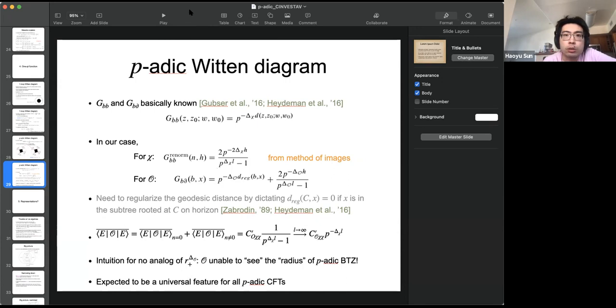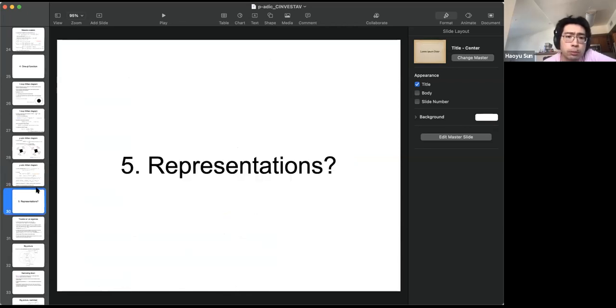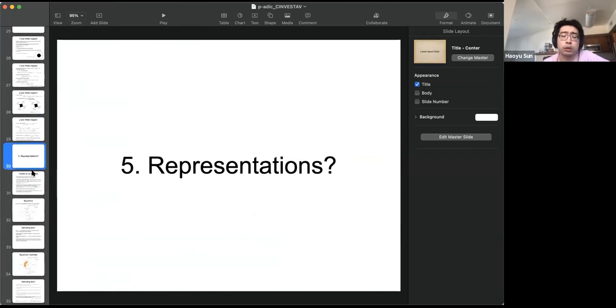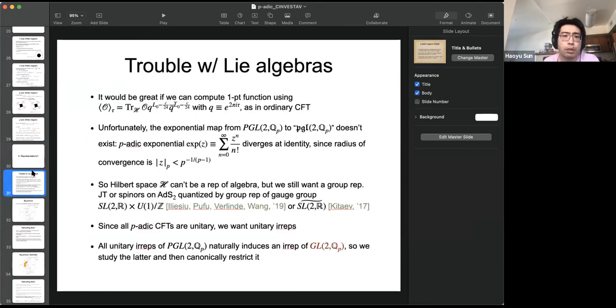All right, so that concludes my second part, and for the last part, which is a small section, we explore a bit into the possible representations for the p-adic CFTs. So as we all know, there's trouble with the Lie algebras. Again, back to the ordinary two-dimensional CFT, it would be great if we can compute the one-point functions, this one, as usual.